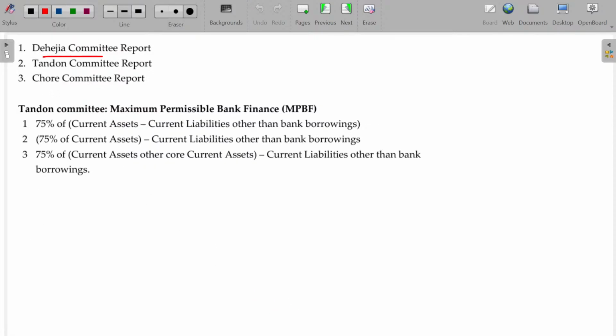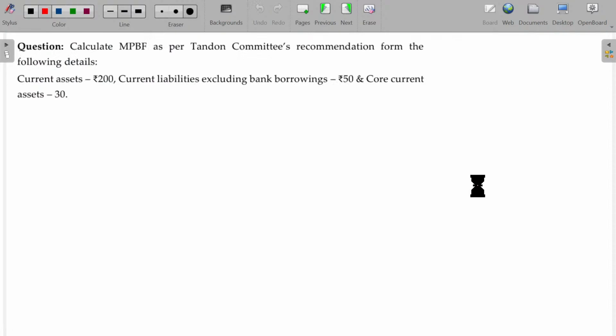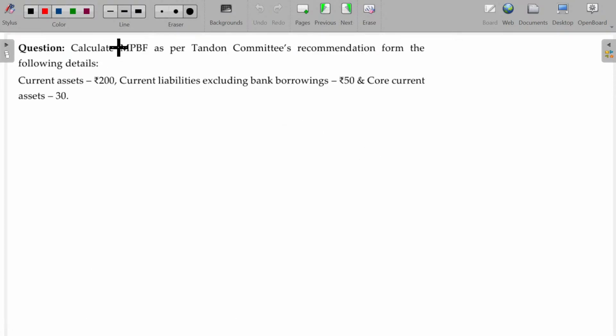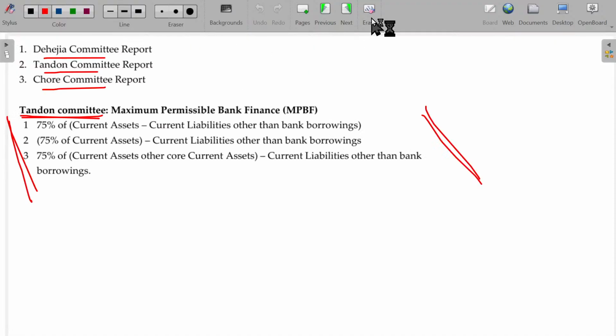Recommended by the Tejas committee, Tandon committee, Chore committee. Anyhow, we usually come across the Tandon committee. As per the Tandon committee, the maximum permissible bank finance for the working capital requirement, if you go and ask for a loan for working capital requirement, the banker will decide based on three options. Based on these three options. Is that clear? Now, calculate the maximum permissible bank finance as per the Tandon committee here.